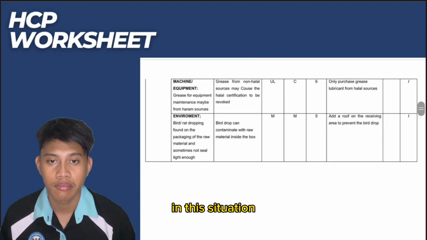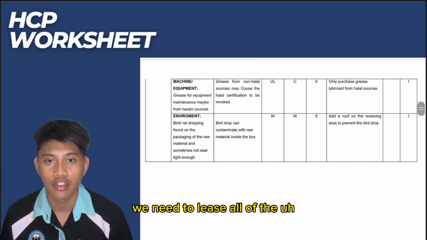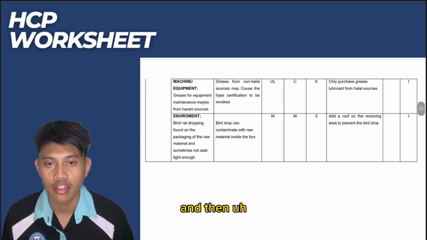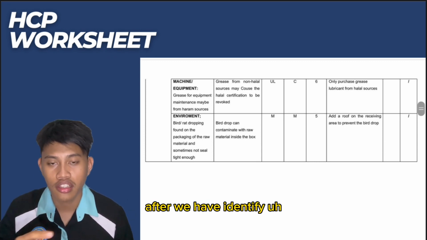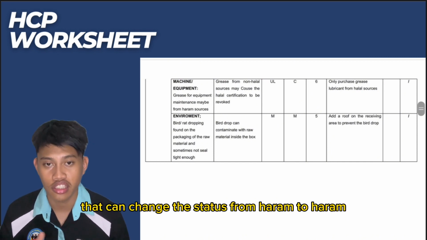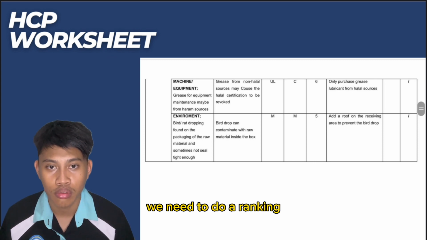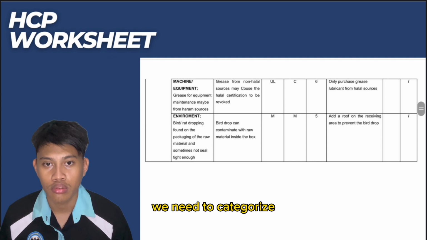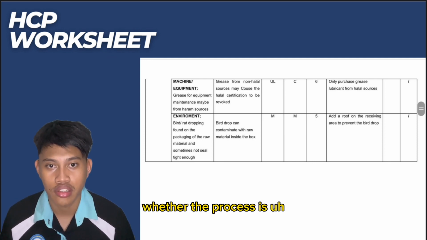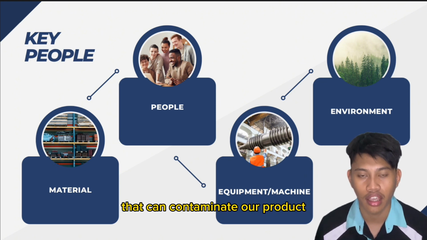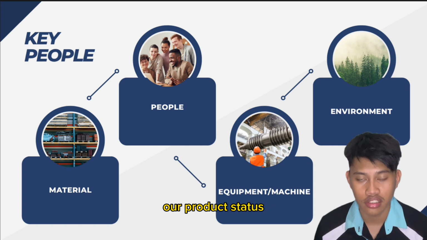In this HCP worksheet, we need to list all of the contaminant potential that can happen to the product. Then after we have identified what can disturb our product, that can change the status from halal to haram, we need to do a ranking, which is the severity ranking, and then the likelihood ranking, and also we need to categorize whether the process is a HCP part or not. Alright, next, the second step is we need to identify all the halal threats that can contaminate our product, and also that can change our product status from halal to haram.